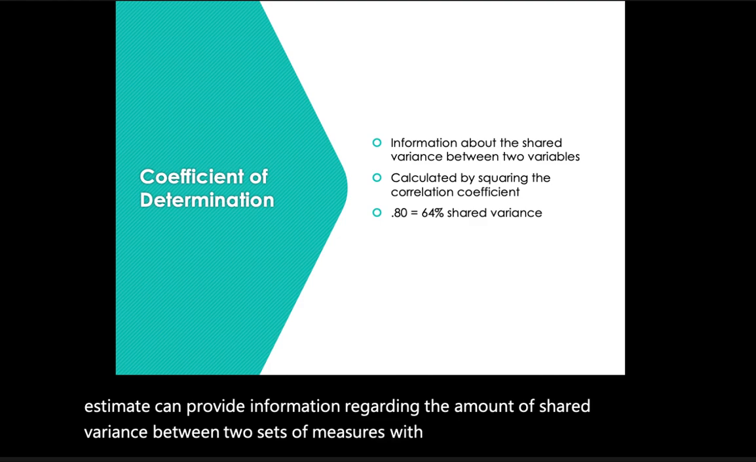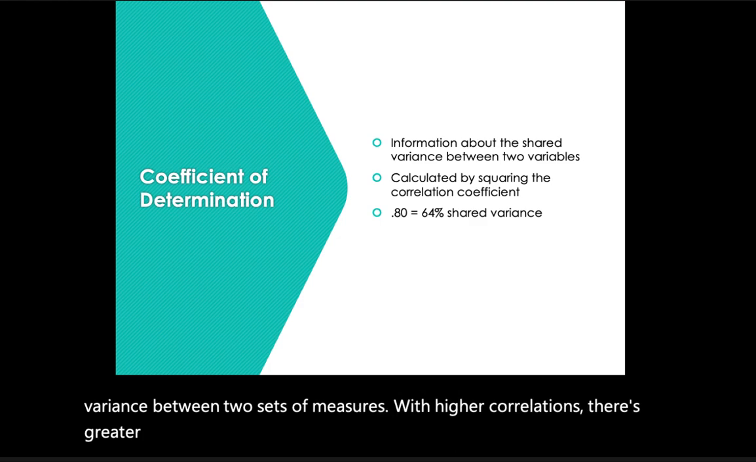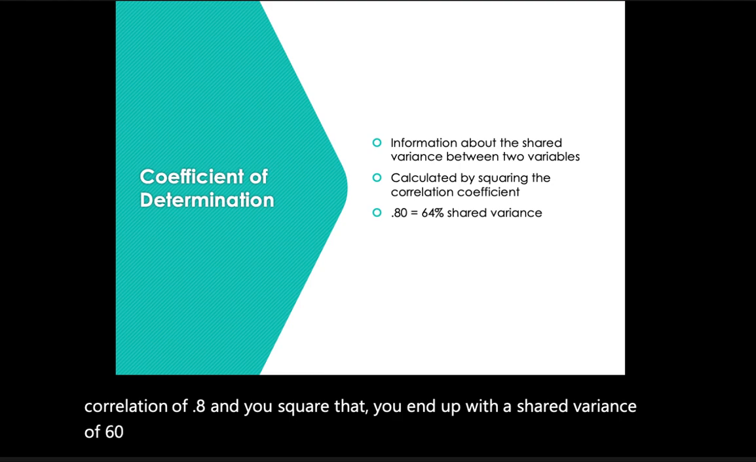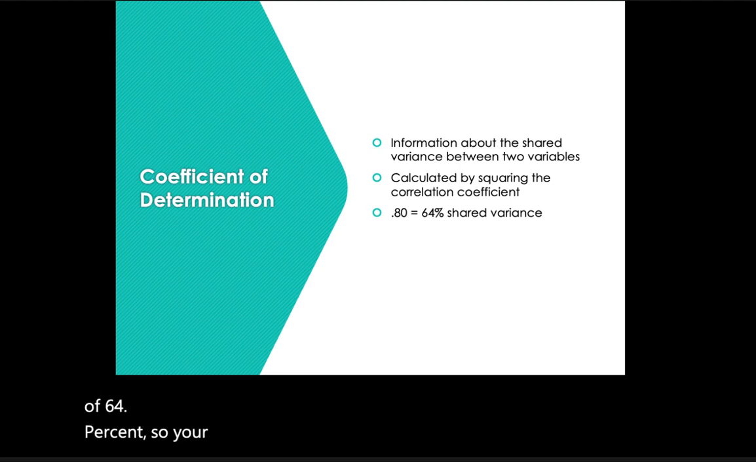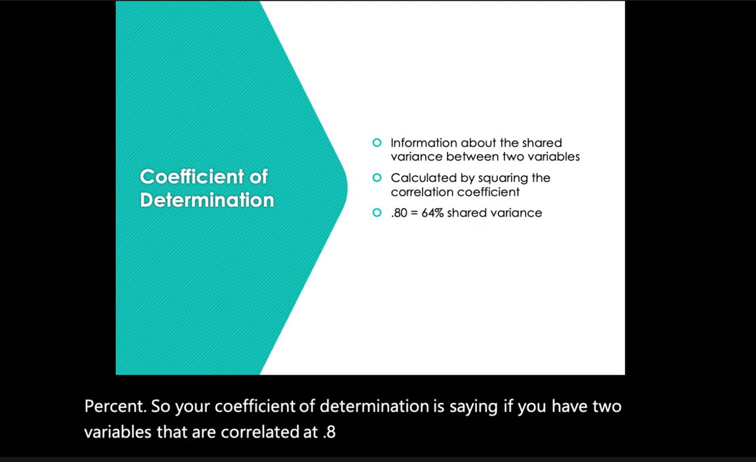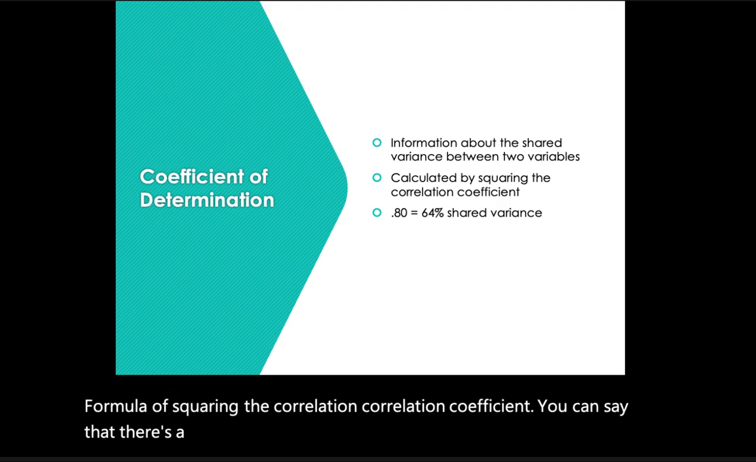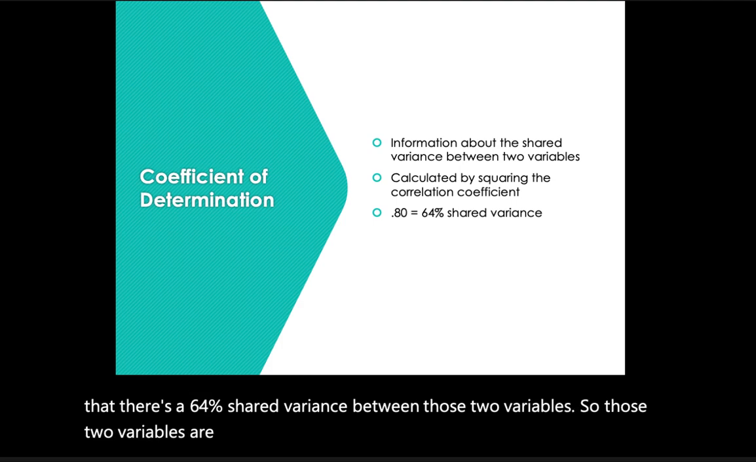With higher correlations, there's greater variance explained, or greater shared variance. So if you have a correlation of 0.8 and you square that, you end up with a shared variance of 64%. So your coefficient of determination is saying that if you have two variables that are correlated at 0.8, based on this formula of squaring the correlation coefficient, you can say that there's a 64% shared variance between those two variables. So those two variables are similar on 64% of what we would expect for the relationship at 0.8.